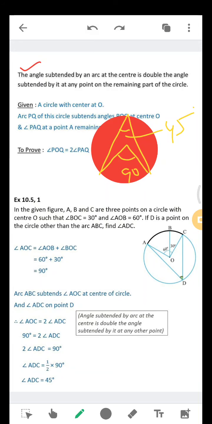Now according to this theorem, you can write the statement of the theorem. According to this theorem, this angle will be half of this angle. So I can write AOC is twice ADC, and AOC is 90 degrees. So ADC will be 90 by 2, that is 45 degrees. Got it, everyone? This is a very simple and very important theorem.